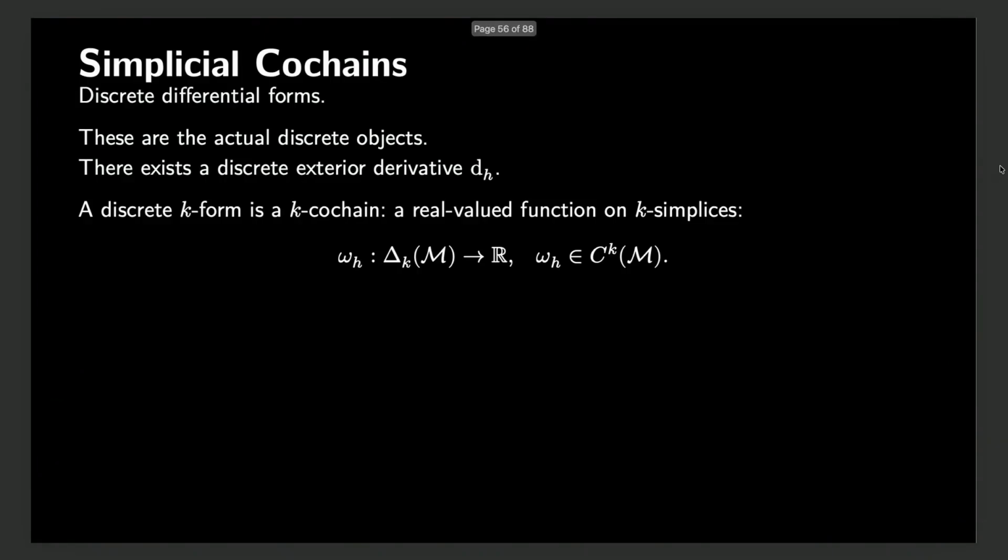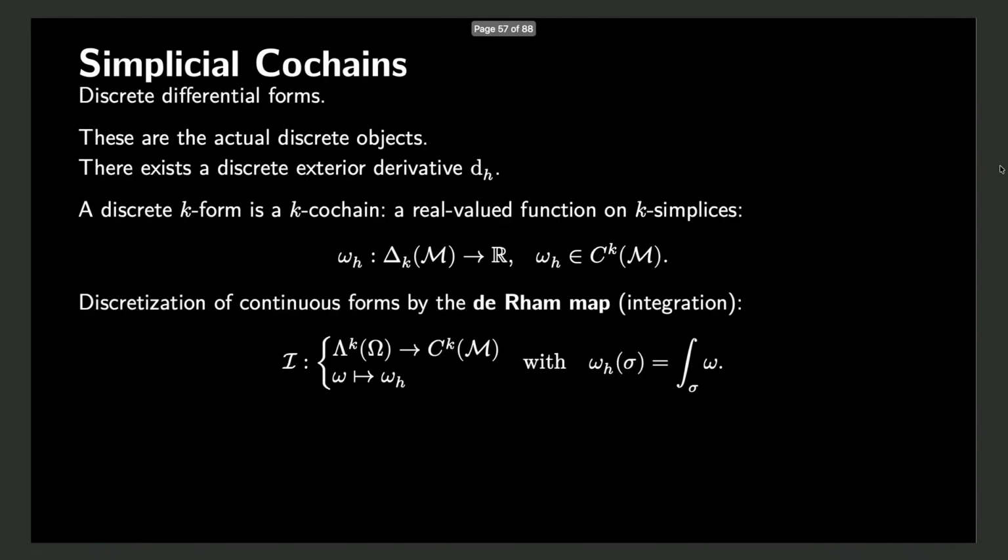So basically, this is a rather simple concept, to be honest. You basically have real valued functions on the k-simplices. So basically, a discrete differential k-form becomes in the discrete setting just a list of numbers, where you have a number associated with each simplex.